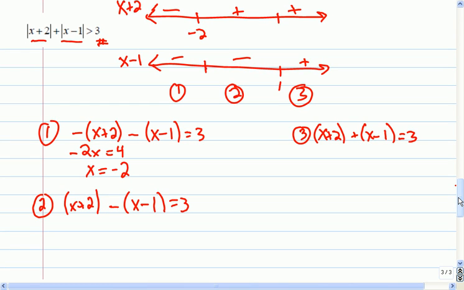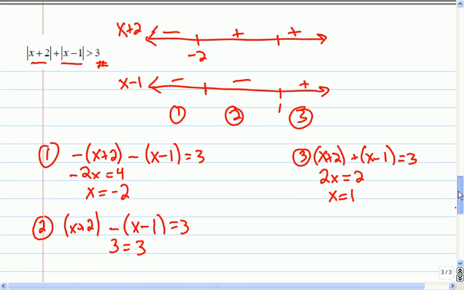Okay, and then on this one, I'm going to have x minus x, but that's gone, and I end up with 3 equals 3. And finally, let's see here, I end up with 2 x's, that'll be 1, so I get a value of x equals 1. Okay, so let's talk about what it means.